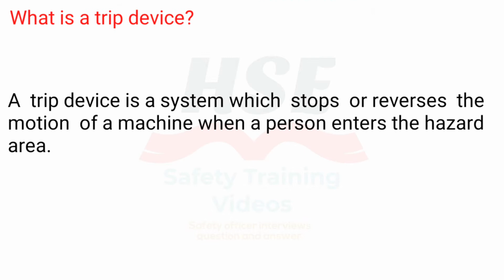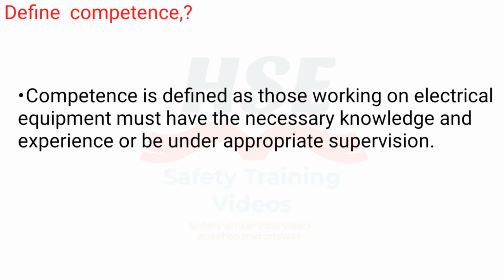What is a trip device? A trip device is a system which stops or reverses the motion of a machine when a person enters the hazard area. Define competence. Competence is defined as those working on electrical equipment must have the necessary knowledge and experience or be under appropriate supervision.